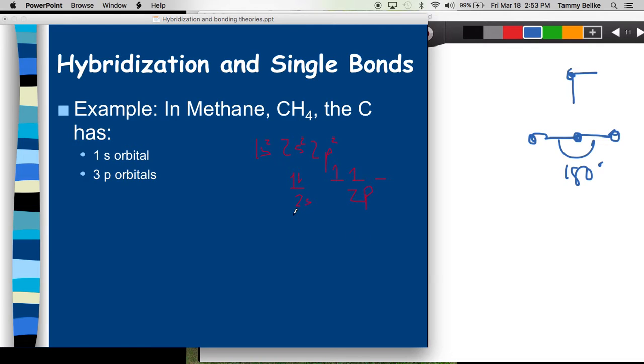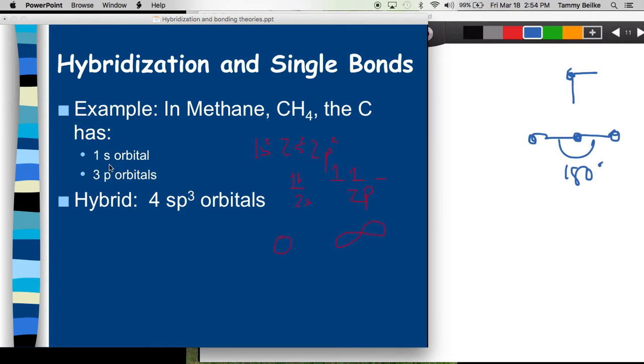And even if they could make 4 bonds with the s and the p orbitals, wouldn't the s orbital be different from the p? If we're talking about overlap of orbitals, we've got a sphere and we have dumbbells. They don't have the same shape. They don't have the same volume. They should make different kinds of bonds, right? But they don't.